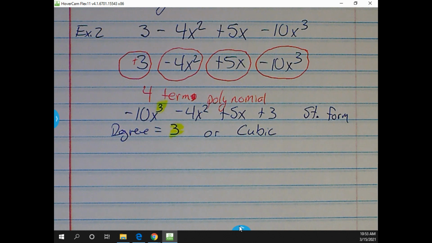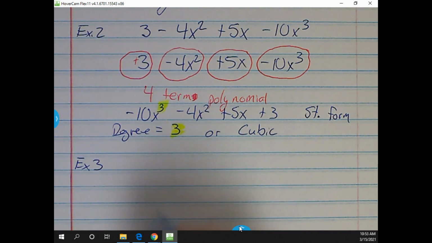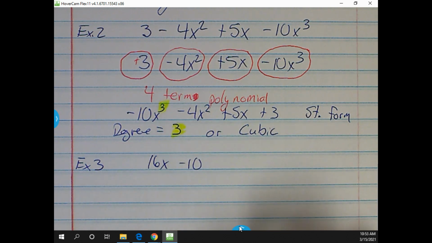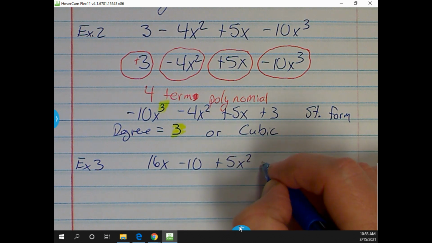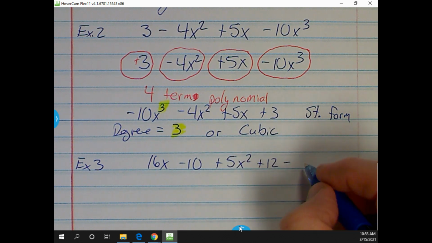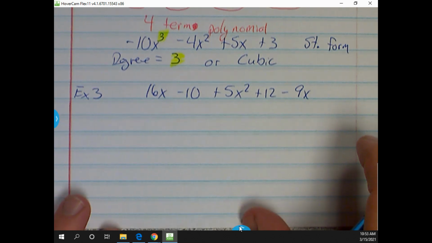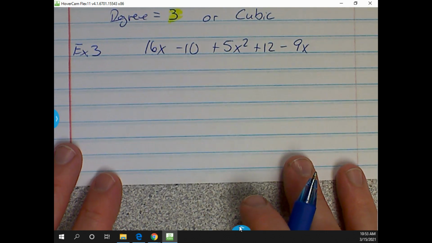All right, now here's the only way they can give you a trick question when it comes off of one of these. So we start off with something like this. We've got 16x minus 10 plus 5x squared plus 12 minus 9x.